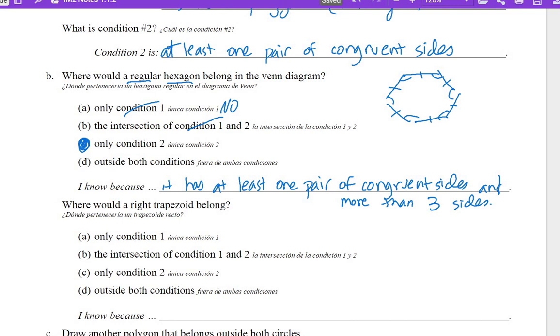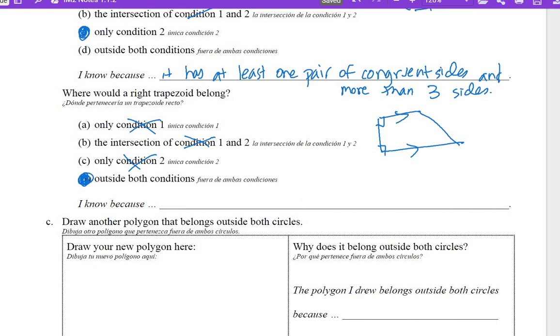Next, I'm being asked, where would a right trapezoid belong? So here's a right trapezoid. Does it have more than 3 sides? Yes, so it doesn't meet condition 1. Does it have at least one pair of congruent sides? Not necessarily. So I think this would go outside both conditions. I know because it has more than 3 sides and it can have all sides of different lengths.